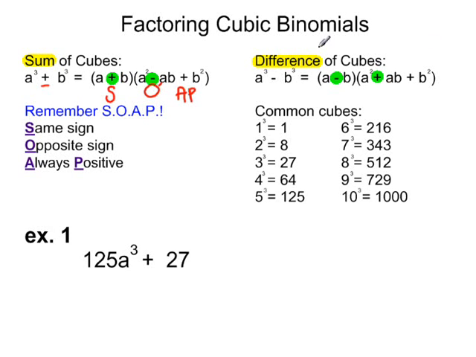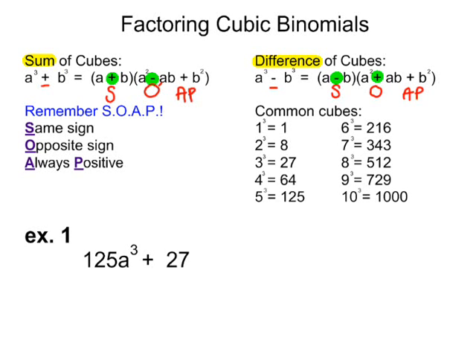And it works the same for a difference. We start with a subtraction sign, so if we follow SOAP, same sign will also be a subtraction sign. After that, O means the opposite, which will be a plus, and AP, always positive, we write a plus sign.